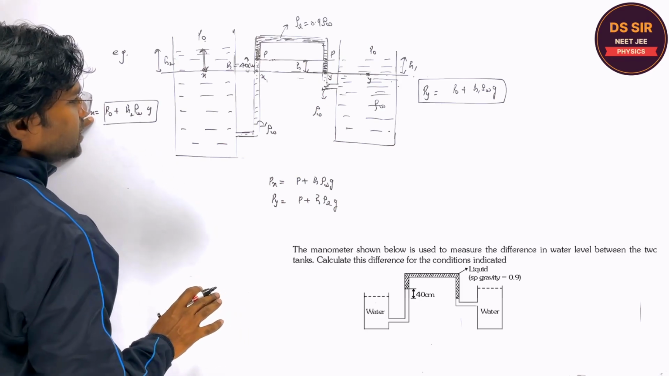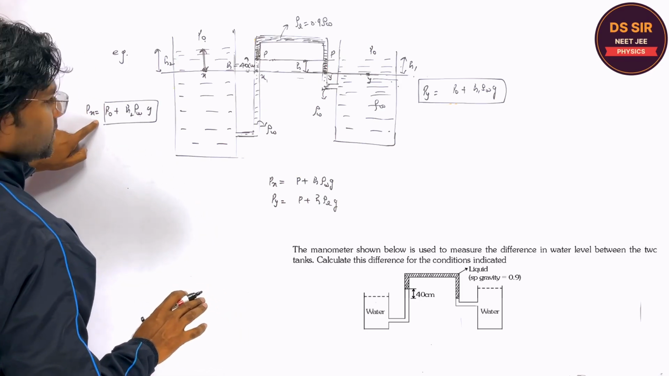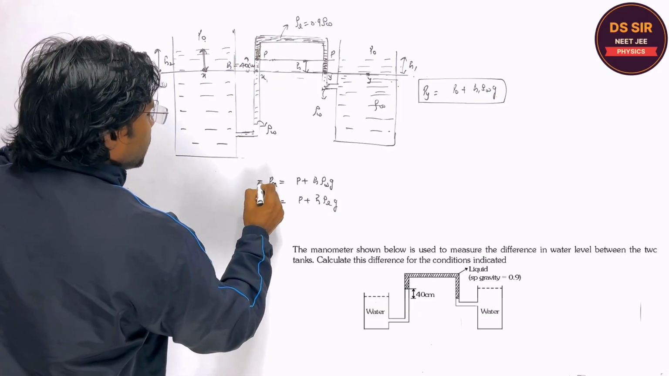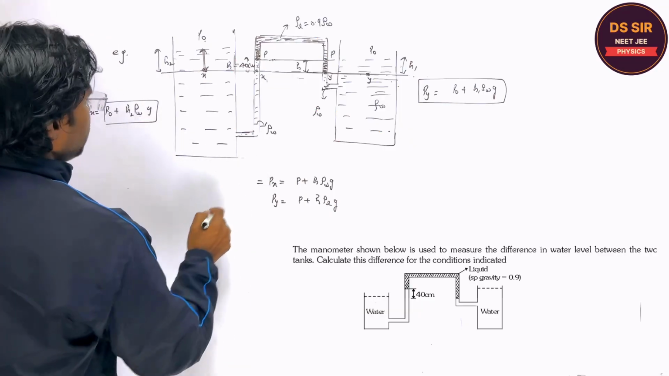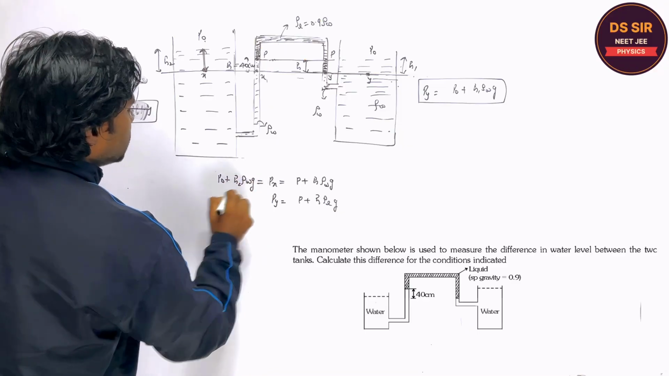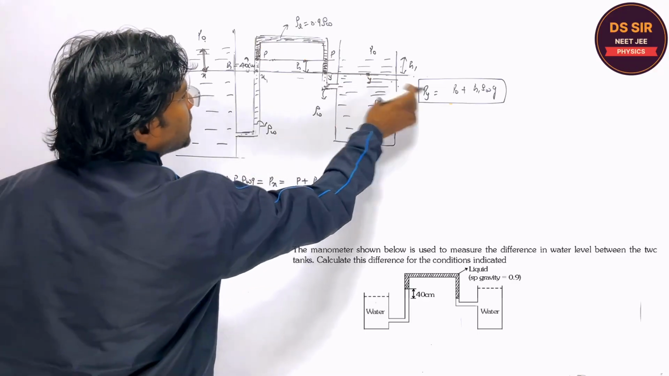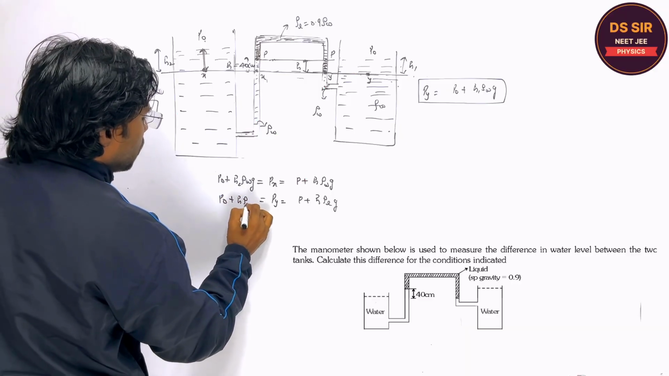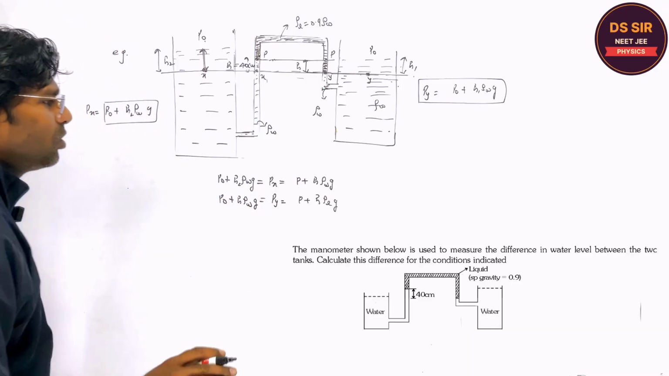And what is the Px pressure, you tell? The Px pressure is P0 plus H2 rho water into G. What is the Py pressure from this side? Say P0 plus H1 rho water G. Is it clear or not, you tell?